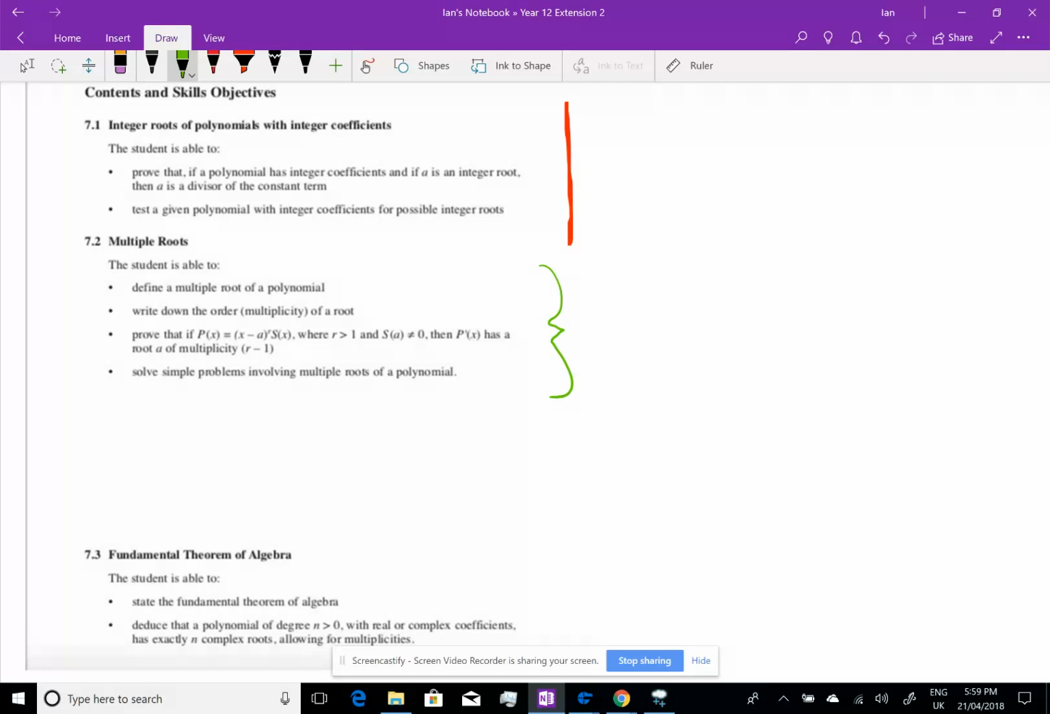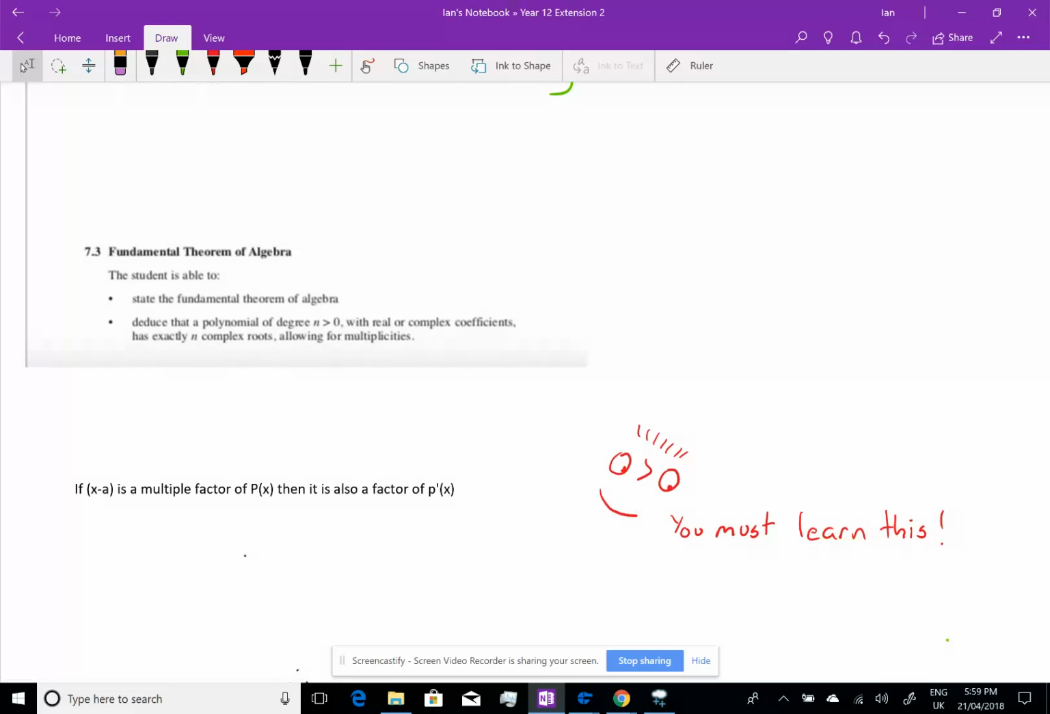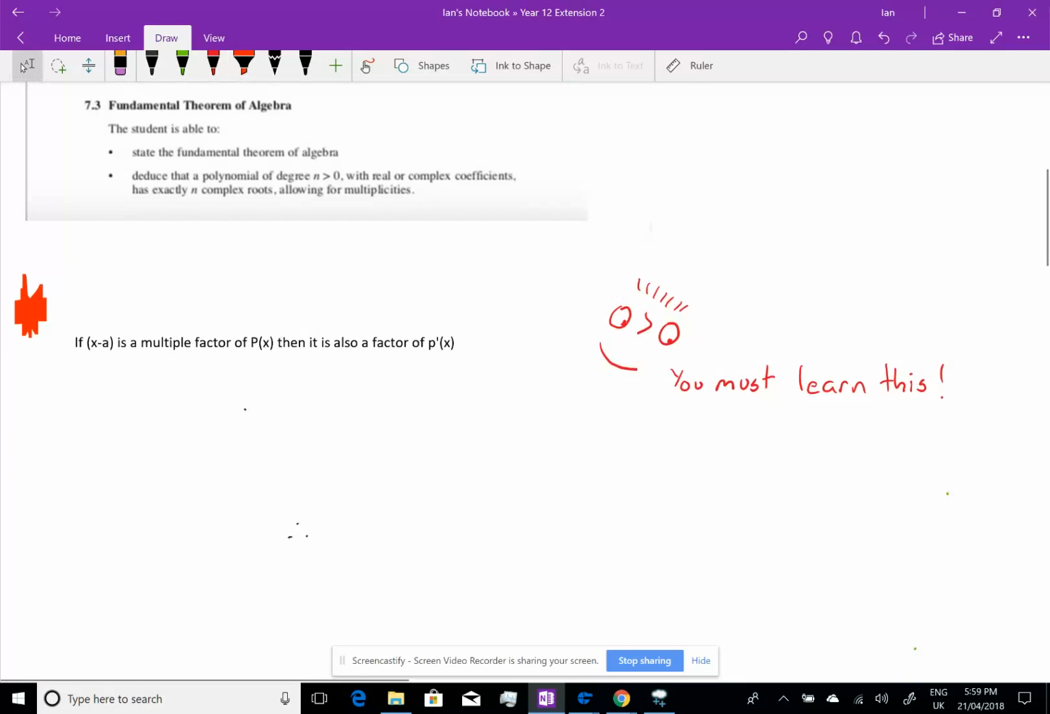And solve simple problems involving multiple roots. This is not that hard, exercise 5B, and when you see this, you will understand that it won't take you much time at all. So, here's our theorem. If x minus a is a multiple root, or a multiple factor of p of x, then it's also a factor of p dash of x. Now, you've got to learn this, but it's quite an obvious thing. But let's do the proof anyway.